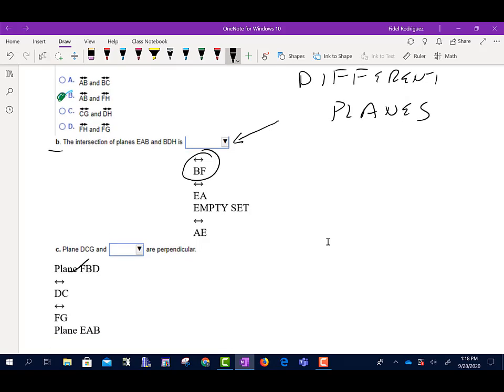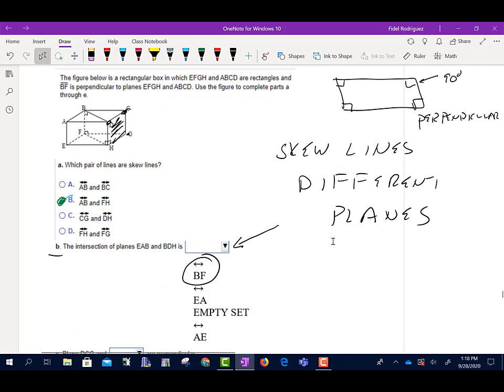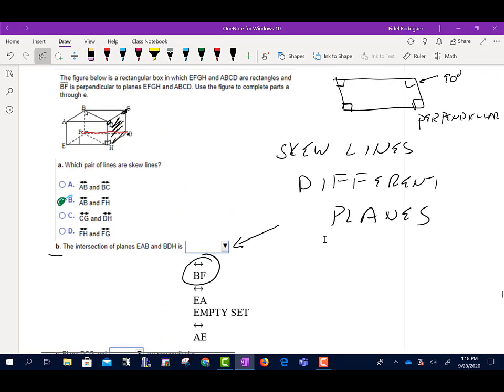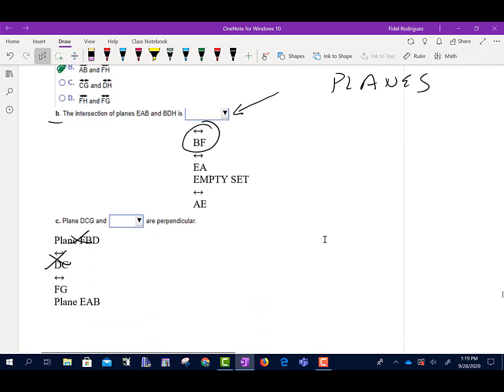So I know this is not good. I know that's not good. Line FG. Where's line FG? Okay, line FG is this line right here. No, again, I'm looking for something that's going to intersect it at a 90-degree angle. Okay, and plane EAB. So let's see. Plane EAB.